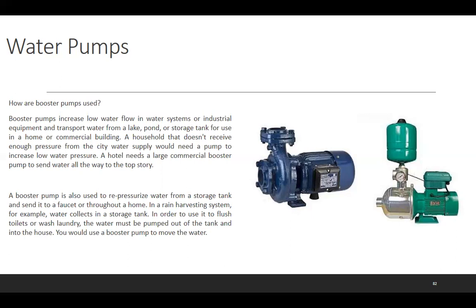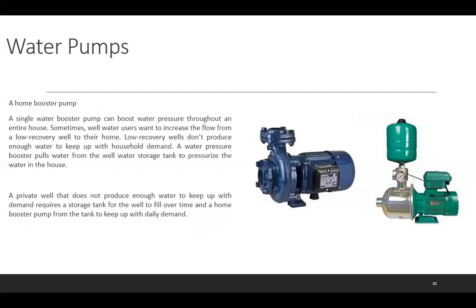A booster pump is also used to repressurize water from a storage tank and send it to a faucet or throughout the home. In a rain harvesting system, for example, water collects in a storage tank. In order to use it to flush toilets or wash laundry, the water must be pumped out of the tank and into the house. You would use a booster pump to move the water.